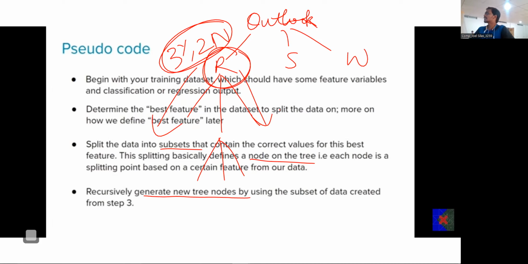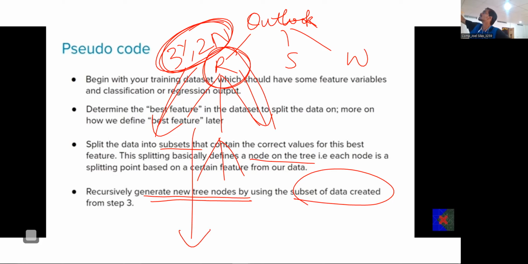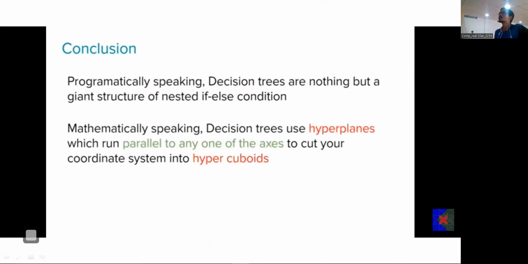That means while generating the new tree nodes, we need to use the subset of data created at the previous step. Only these yes and no's will be considered further down the hierarchy in this branch. Right? We have seen this. So the conclusion is that programmatically speaking, decision trees are nothing but a giant structure of nested if-else conditions, right?